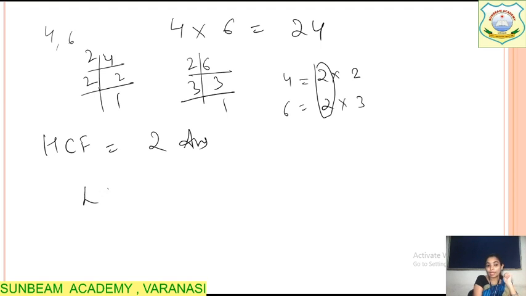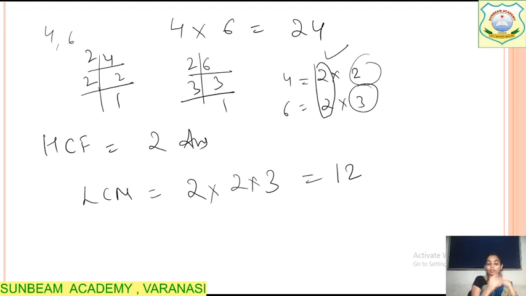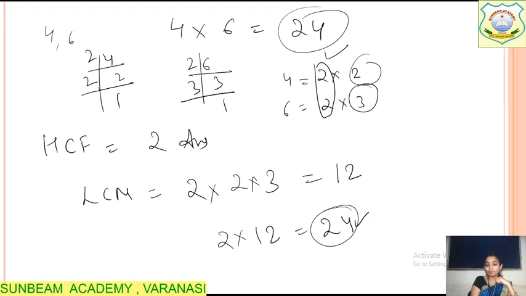2. And if we talk about LCM, सबसे पहले हम क्या लिखते हैं? कॉमन नंबर and then we write the uncommons. So what is the LCM? 2 2s are 4, 4 3s are 12. Now let's check the answer. 2 multiplied by 12 is equal to 24. You can see both are 24. So that means we have done correct.